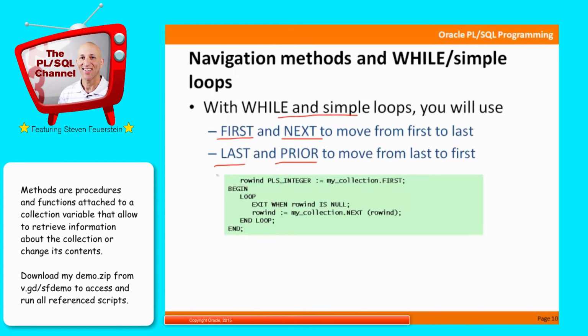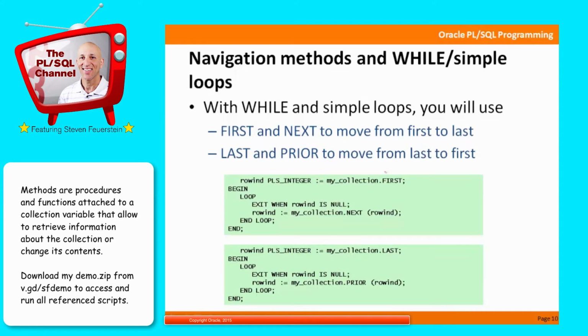So in general, your loops will look like this if I'm starting at the beginning and moving to the end. Declare my index value, initialize it to the lowest defined index value. And here's a simple loop. Exit when the row index is null. So in other words, there's nothing more to do, or the collection is empty. Do whatever I'm going to do, and then call the next method, passing it the current index value and saying, get me the next one up higher in the list, and that returns the index. When I'm at the end of my collection, next returns null.